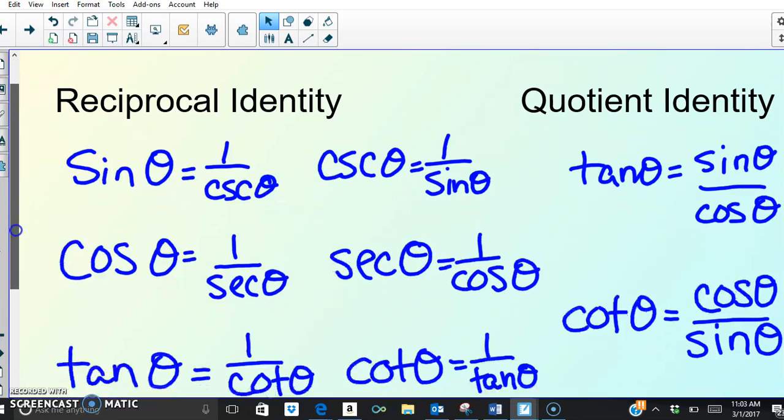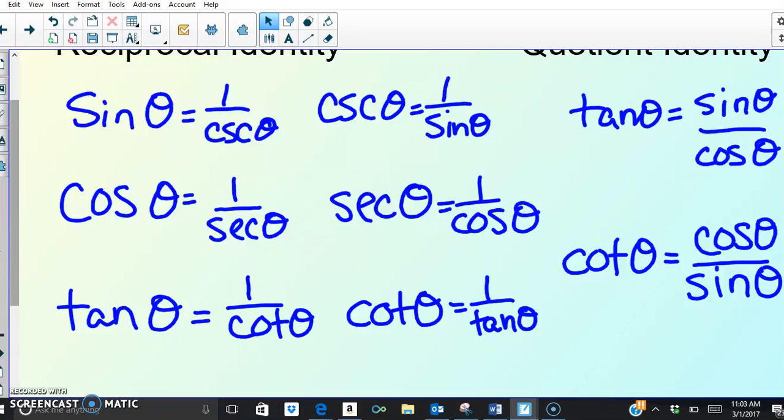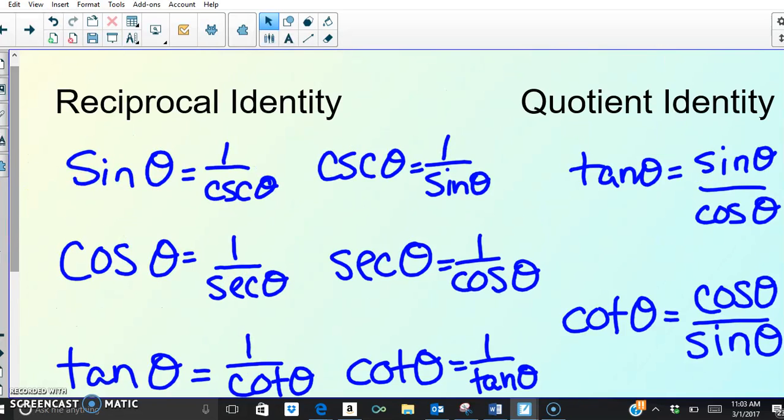The reciprocal identity, we pretty much already know this: sine is the inverse of cosecant, and vice versa. Cosine is the inverse of secant. Tangent is the inverse of cotangent. Now, quotient identity, we know this too. Tangent theta equals sine over cosine, and cotangent theta equals cosine over sine.